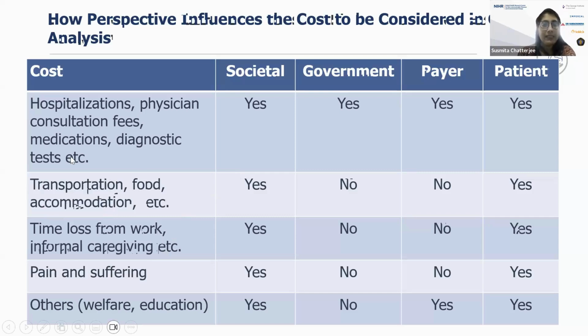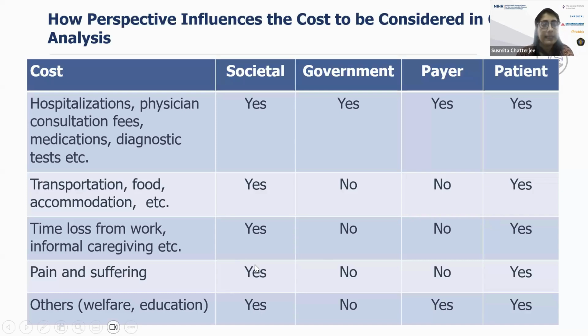So as you can see, for everything, societal is yes, yes, yes, yes, because societal is the broadest perspective. It takes into account everything. Pain and suffering: is the government interested to know how much suffering you are going through for a disease? No, they are not interested. But as a patient, yes, you are bothered. If you want to cost it, yes, you have to cost it.